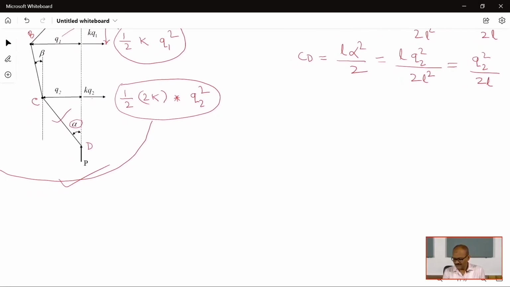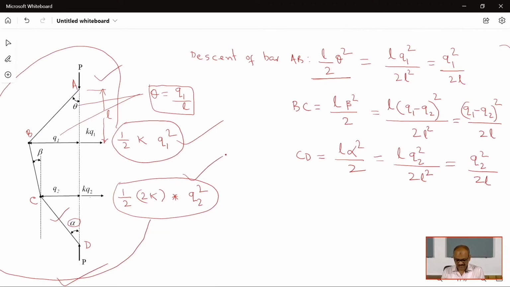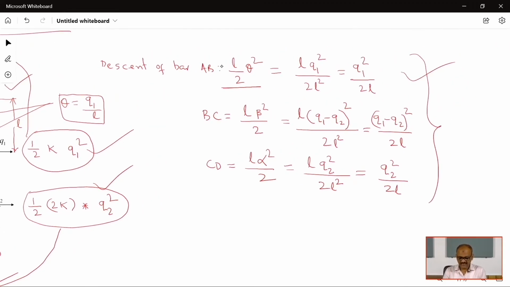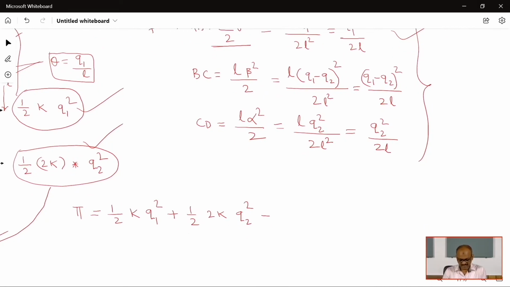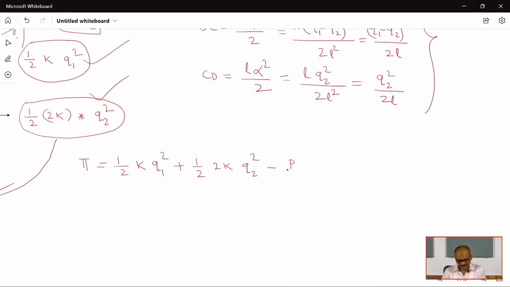So, finally if we add everything, the strain energy stored in the springs and the external work done because of the descent of bars AB, BC, CD, you can write the expression of the total potential energy as half K Q1 square, plus the energy stored in the second spring, half into 2K into Q2 square, minus, if we multiply P with this descent, we get the external work done, and if we take the common P by 2L, we get Q1 square plus (Q1 minus Q2) whole square plus Q2 square. So, this is the total potential energy.